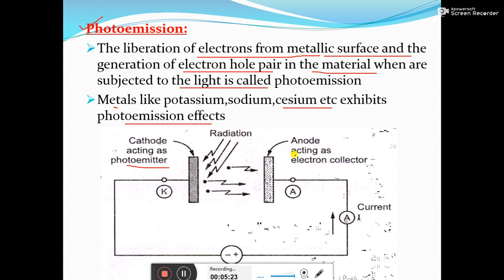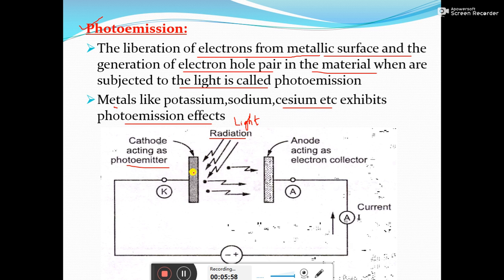There is one more anode plate, which is connected to the positive potential of the battery, and the cathode is connected to the negative potential of the battery. This cathode is exposed to radiation, that is, light rays are made to fall upon the cathode.